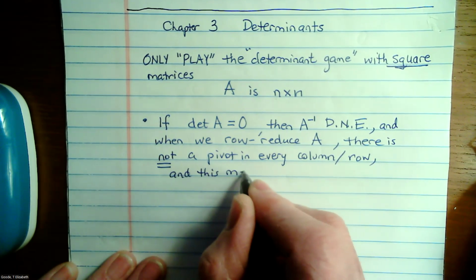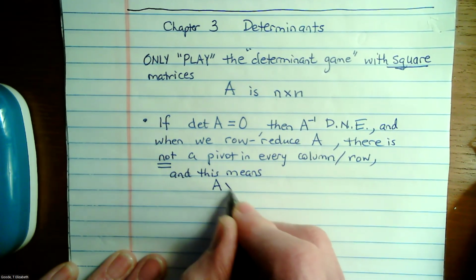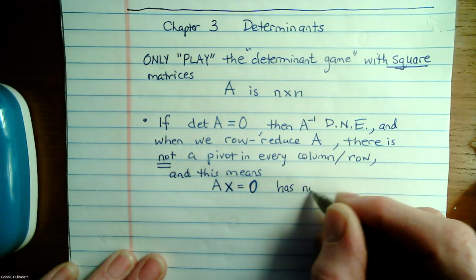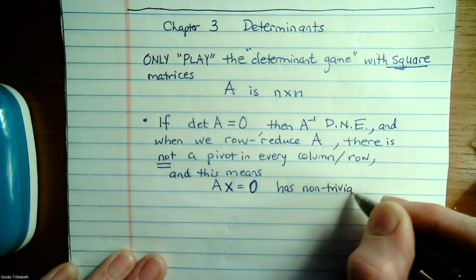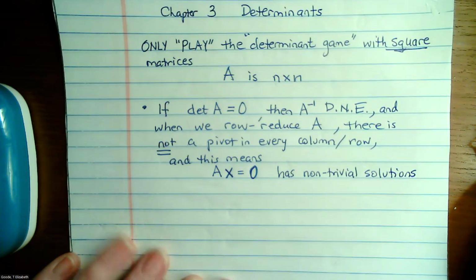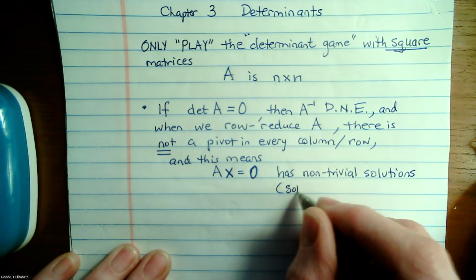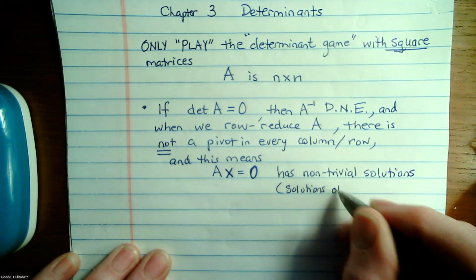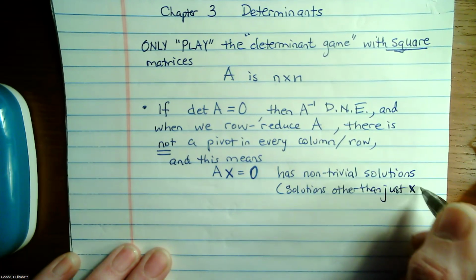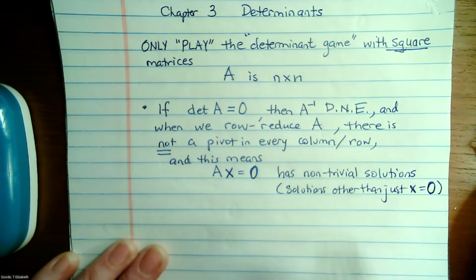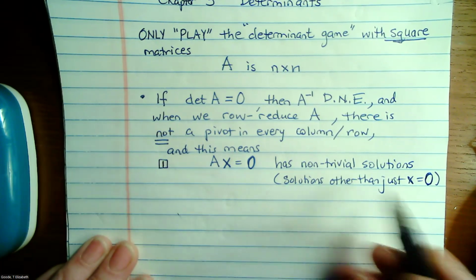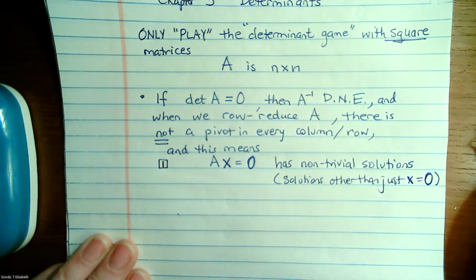this means AX equals 0 has non-trivial solutions. That means solutions other than x equals 0. Now, x equals 0 always is a solution, okay? But we'll have some other ones. So that's one thing it means. It means AX equals 0 has non-trivial solutions. A inverse does not exist.